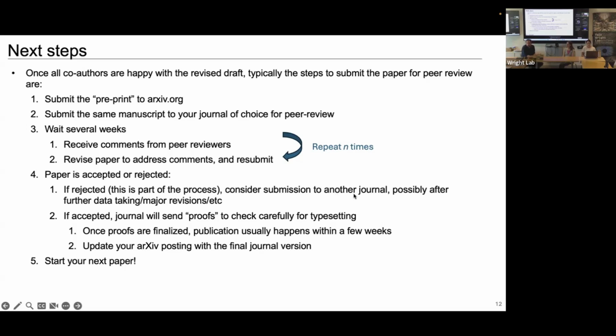It's definitely part of the process. You could send it to another journal if they just don't think it's the right fit, or maybe you're going to take more data and do major revisions before sending it back. If it's accepted, great, congrats. The journal will send you one final proof where you do the copy editing and check carefully for typesetting, and then finally, after all that, maybe in a few weeks if you're lucky, it's published, probably online. And then I would say you should always update your arXiv posting with, not the copyrighted version from the journal, but the equivalent version with all the text and figures. And then you start your next paper.